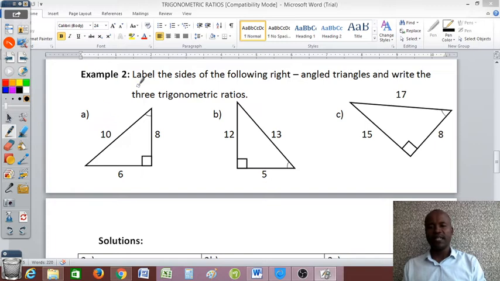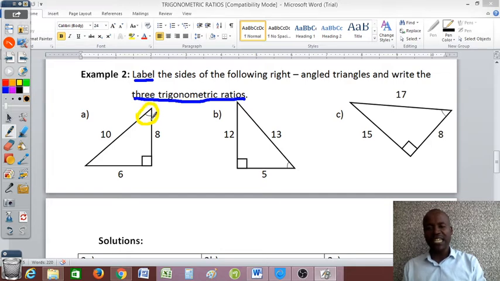Look at here. The example says, label the sides of the following right angled triangles and write the three trigonometric ratios. So the first step is we label the three sides and then later we write the trigonometric ratios. As you can see in example A, which angle is given? Look at this angle. Because there is an arc, that means this angle is given.